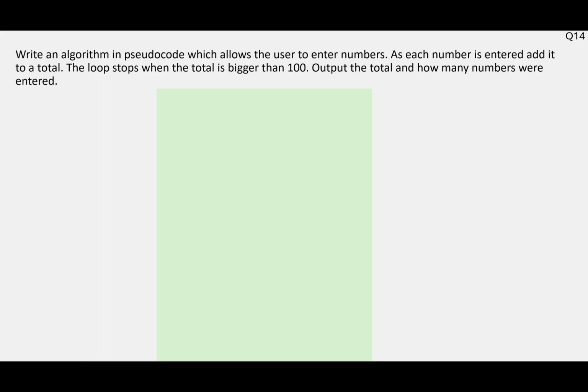Okay, write an algorithm in pseudocode which allows the user to enter numbers. As each number is entered, add it to a total. The loop stops when the total is bigger than 100. Output the total and how many numbers were entered.